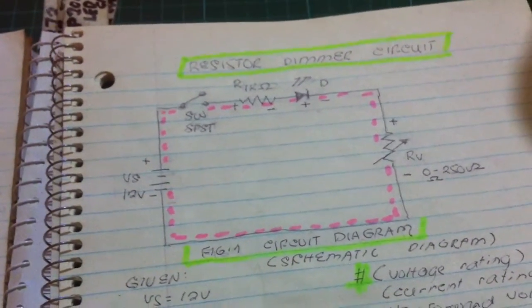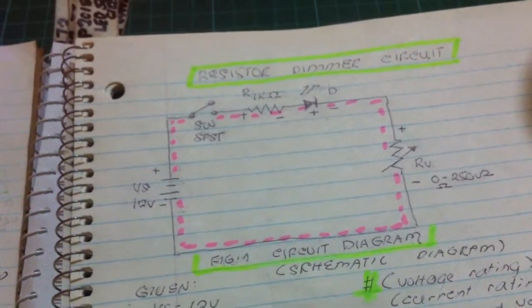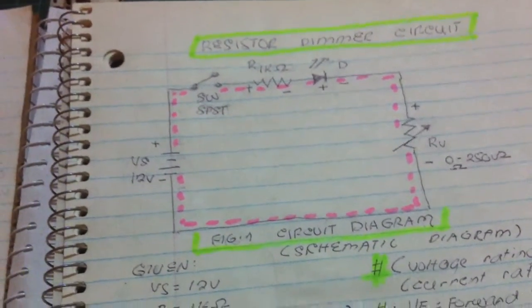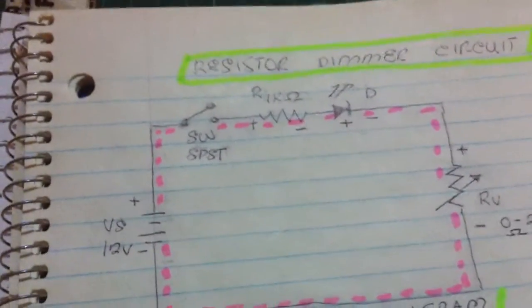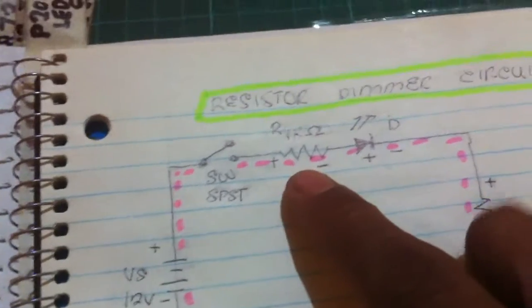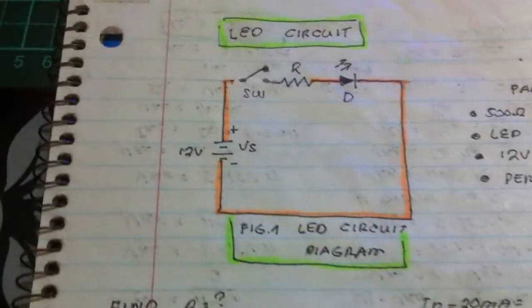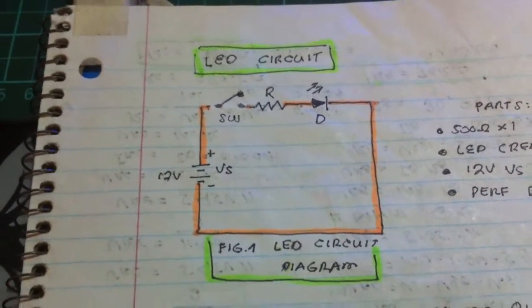So there is a confusion here. What is the direction of the current here? There is no arrow. So let us first check the given. We have here a voltage supply of 12 volts. We have the resistor of 1 kilo ohm, because we already solved that in a previous circuit.